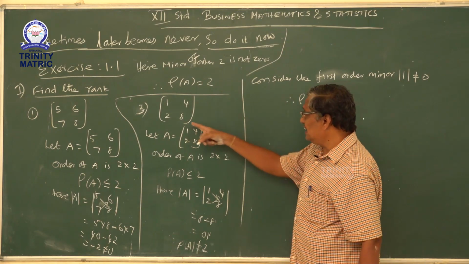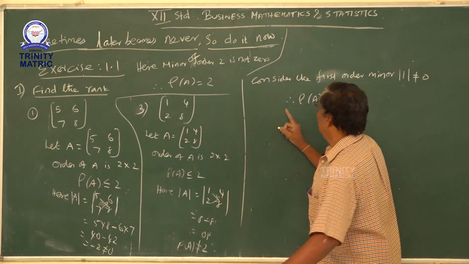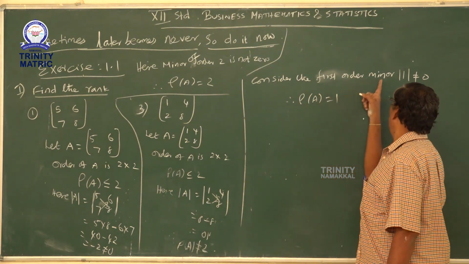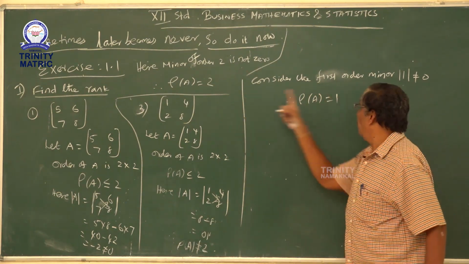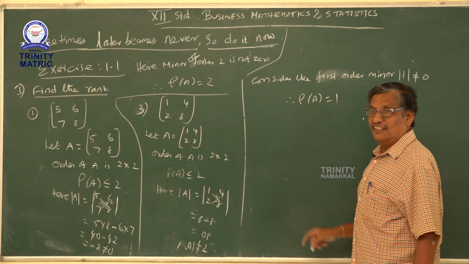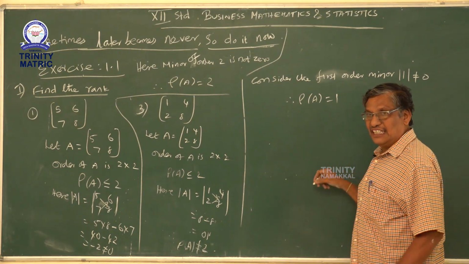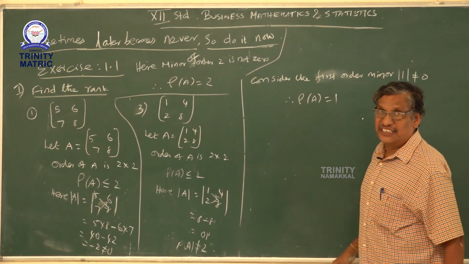Instead of that, we have to see the matrix's elements. They are all non-zero elements. Therefore, here we are considering the first order minor. The first element is 1, that is not equal to 0. Therefore, rank of A is 1. That's all for the 2 by 2 matrix. Next, we will go for a 3 by 3 matrix.